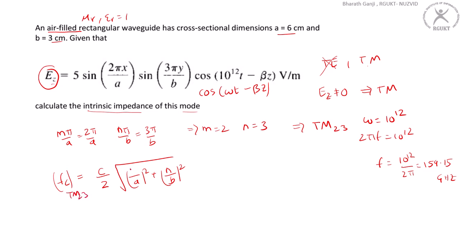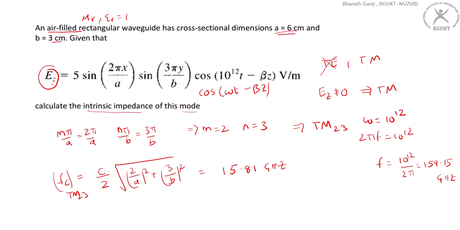So you put a 2 here and a 3 here, and we have the values of a and b, right? If you substitute those values, you end up with an answer of 15.81 gigahertz, which is definitely higher than the cutoff frequency. That means the operating frequency is more than the cutoff frequency, so this mode can propagate, and it is propagating.